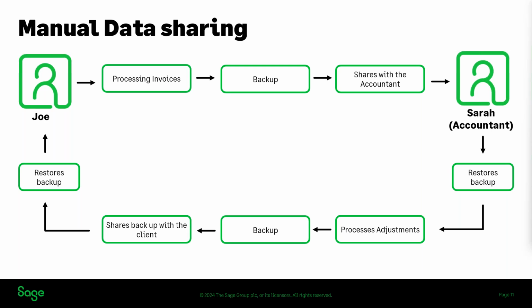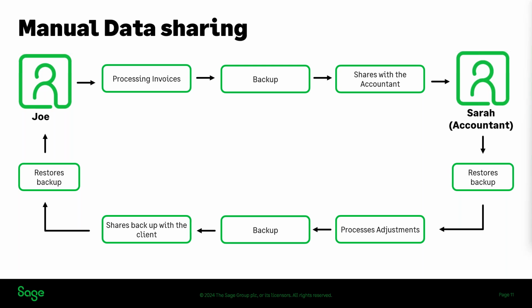Sarah would then restore that backup into her own copy of the software and process the relevant adjustments. Whilst all of this is going on, Joe would not be able to process, as when he gets the backup from Sarah, it's going to overwrite his current data. When you're using remote data access, it allows you to work concurrently without that back and forth, one processing then the other.